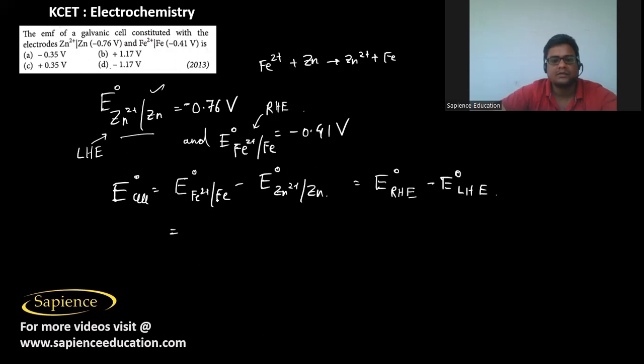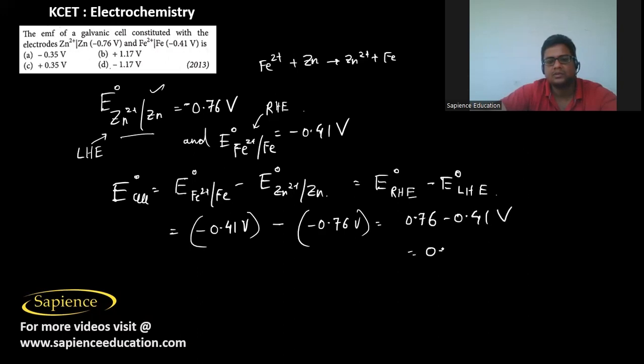So this will be E naught Fe2 plus to Fe, that is minus 0.41 volts, minus the electrode potential of Zn2 plus to Zn, that is minus 0.76 volts. So this will be 0.76 minus 0.41 volts. So that is equal to plus 0.35 volts. So option C is the correct answer.